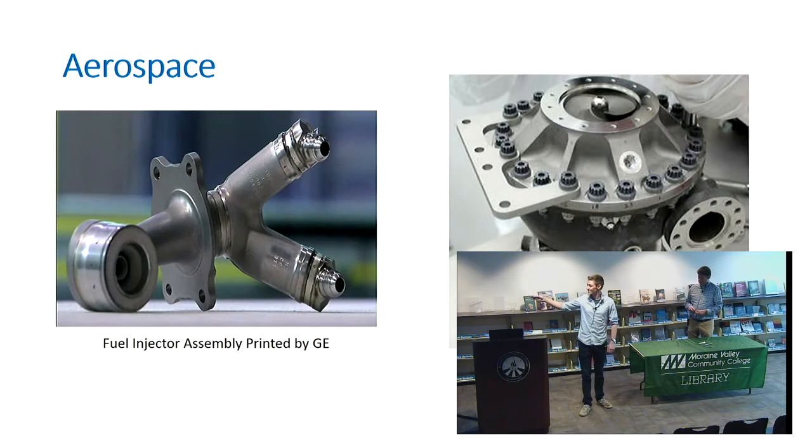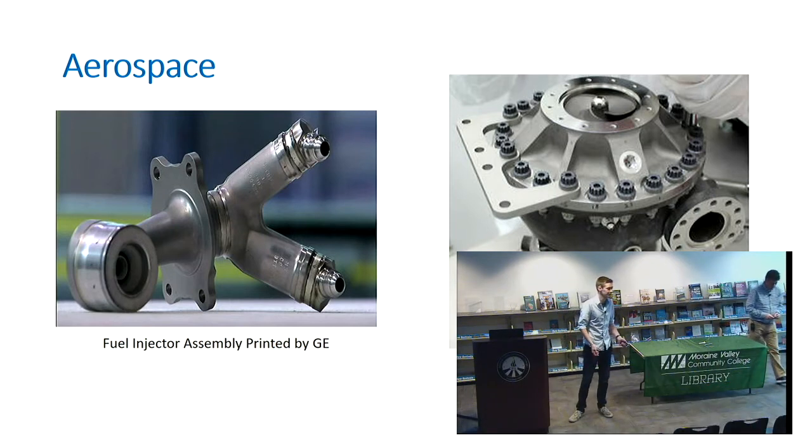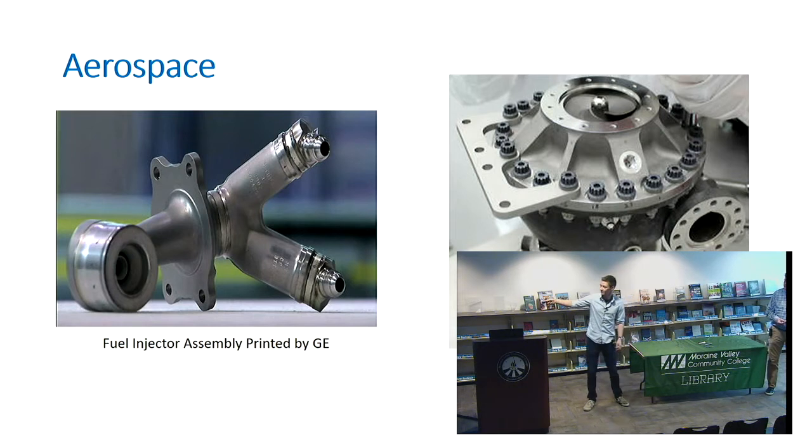NASA on the right side is even using these for their rocket launcher or rocket propellers. This turbo pump here, the part that pumps the fuel through the thrusters, that's all 3D printed, and they're using these in rocket launchers. On the left side, we have a fuel injector assembly, which is made by GE, and the fuel injector actually uses, I think, like 40% less parts. It takes 2 days to 3D print as compared to, I think it was 2 weeks. So they're really saving time and money.